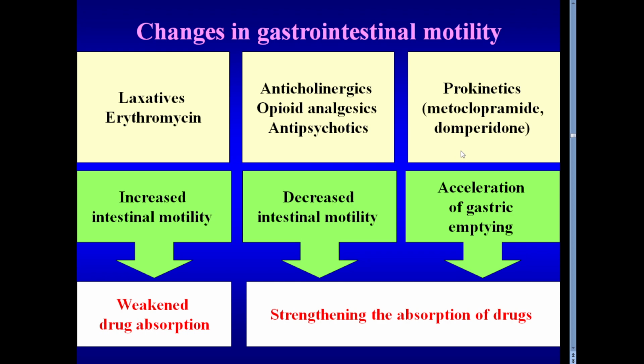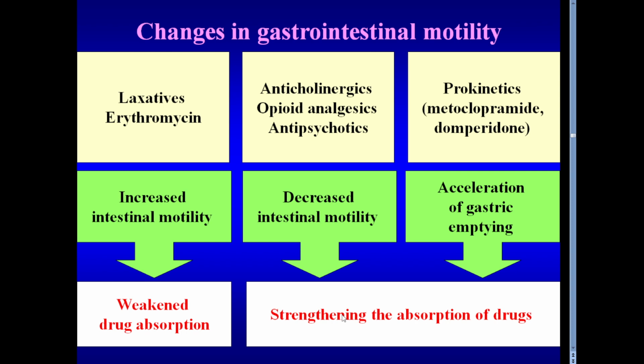Influence on gastrointestinal motility. Some drugs increase intestinal motility. These are laxatives, purgatives, antibiotic erythromycin. Some drugs decrease intestinal motility, for example, anticholinergics, opioid analgesics, some antipsychotics. If one combined drug increases intestinal motility, it promotes weakened absorption of the second drug in combination. On the contrary, if the drug decreases intestinal motility, they promote strengthening of absorption and of effect.